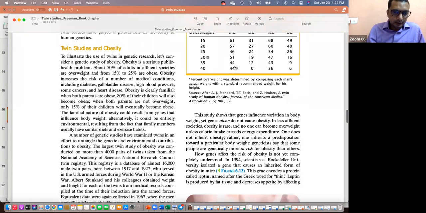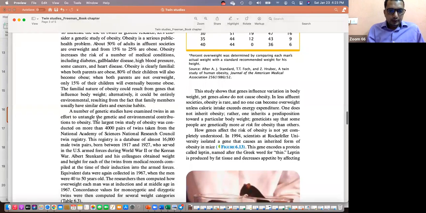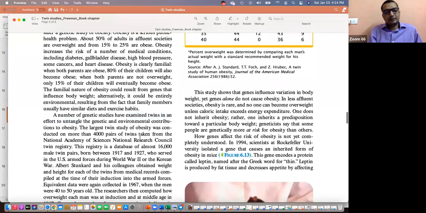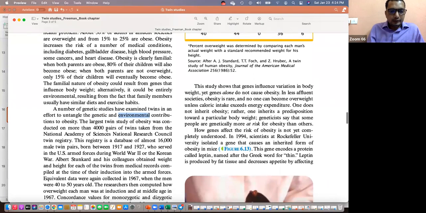This is a study done in the US. It examines twins to understand the role of genetics and environmental contribution to obesity, because obesity is a major problem in developed countries. So they said, let's figure this out by understanding whether genetics is playing the main role or environment is playing the main role. Here they collected 4,000 pairs of twins. It rarely happens that we can recruit so many pairs, because twinning is very rare, and finding twins who match the demands of the study is also very difficult. But they could recruit 4,000 pairs of twins.